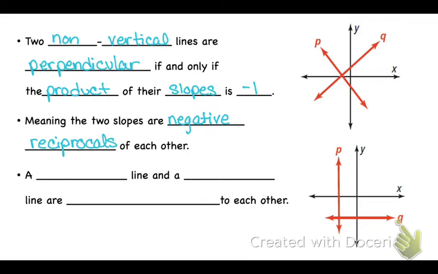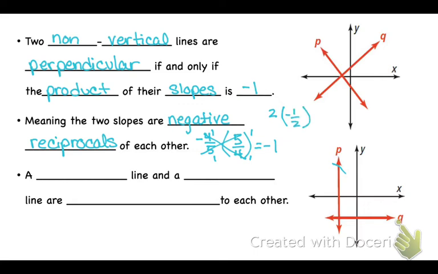So a negative reciprocal. If I have -4/5, what would be the negative reciprocal of -4/5? 5/4. If I multiplied these two, the 5s would reduce, the 4s would reduce, and I'd be left with -1. They all reduce to 1. What if I got 2? What is the negative reciprocal of 2? -1/2.